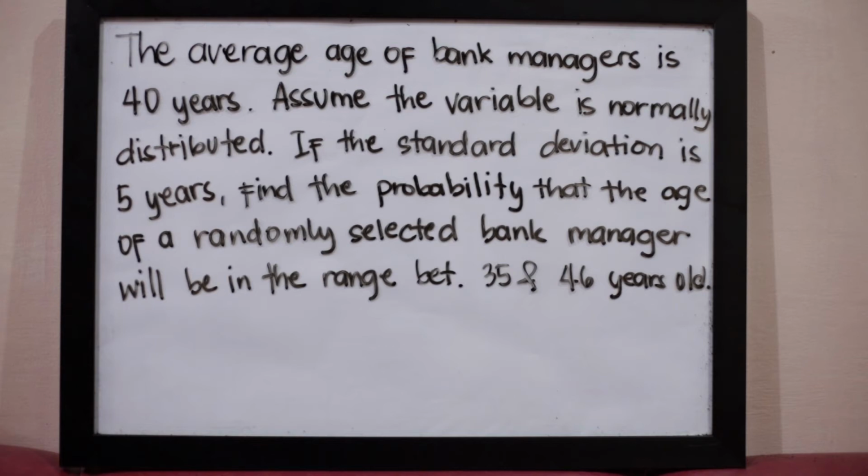Second problem: the average age of bank managers is 40 years. Assume the variable is normally distributed. If the standard deviation is 5 years, find the probability that the age of a randomly selected bank manager will be in the range between 35 and 46 years old.